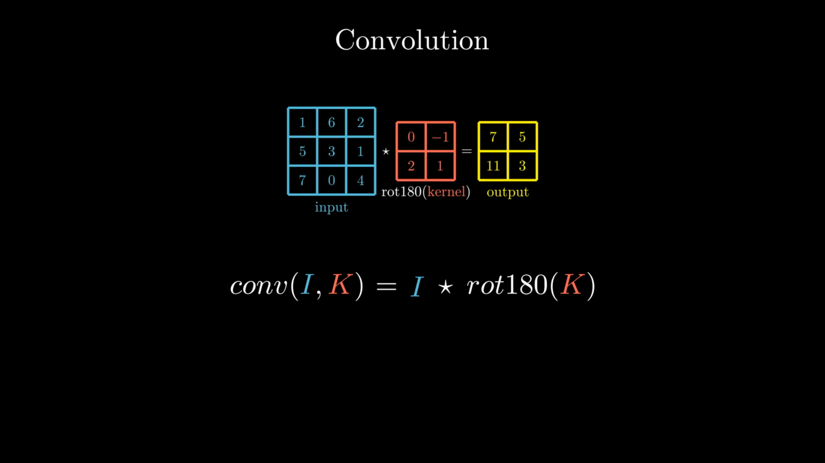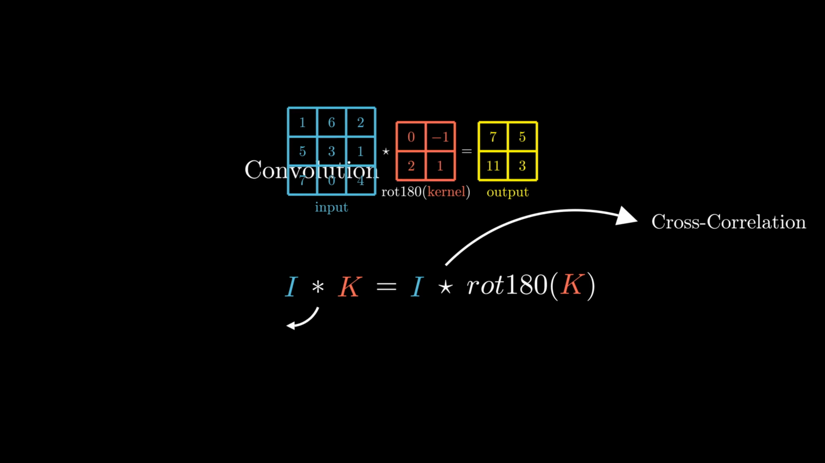As it turns out, there is a symbol for each of these operations. The star denotes cross correlation, whereas the asterisk denotes convolution. Throughout the video, let's just think of the cross correlation as the main operator. You might also hear me say correlation instead of cross correlation, just know that I mean the same thing.